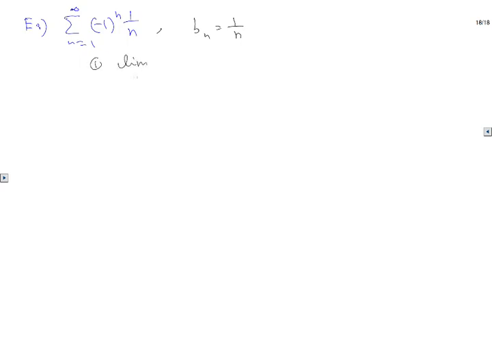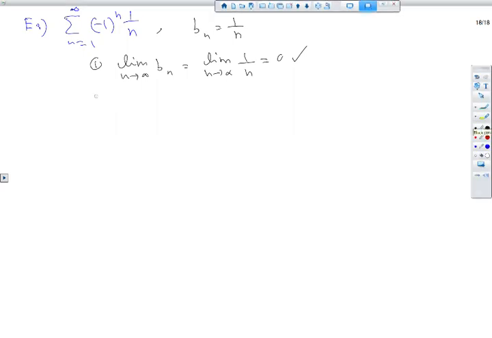The limit as n goes to infinity of Bn, which is the limit as n goes to infinity of 1 over n, is 0. So the first test passed. So we're going to go to the second test. What's the second test? The second condition.